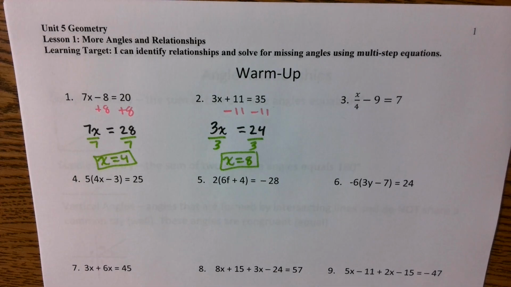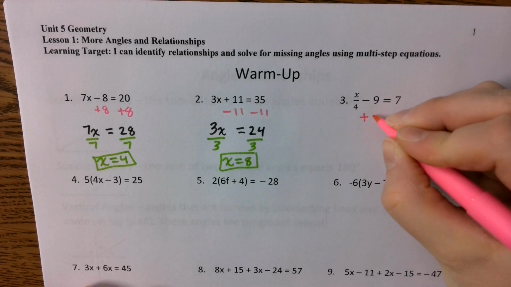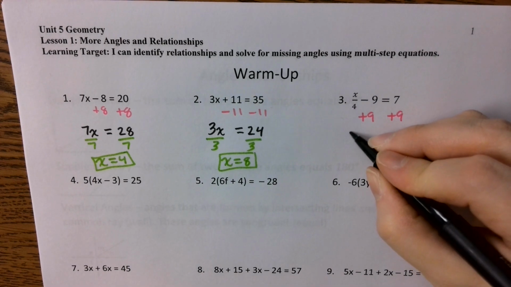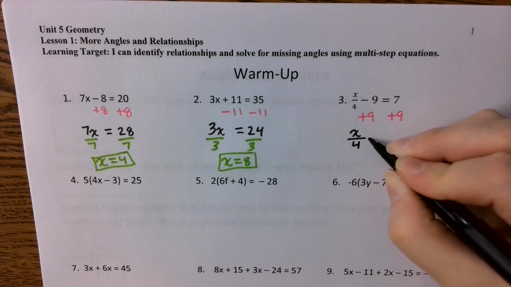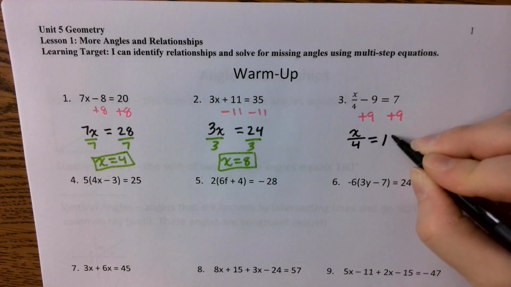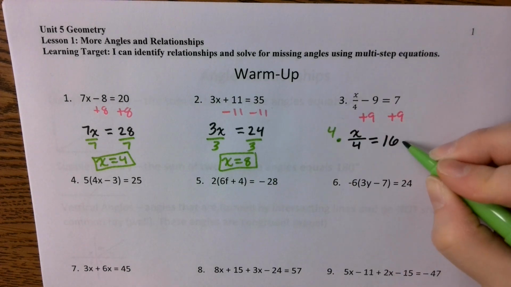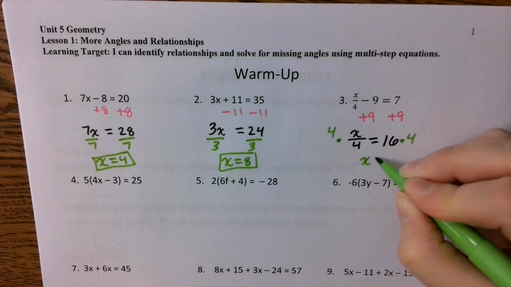Okay, for problem number 3, what did you get? Elijah, what did you get for number 3? X equals 64. Very good. So we are going to add 9 to both sides. By adding the 9 to both sides, that leaves you with x over 4. X divided by 4 is now equal to 16. Then all you need to do is multiply both sides by 4, and you'll get x is equal to 64.